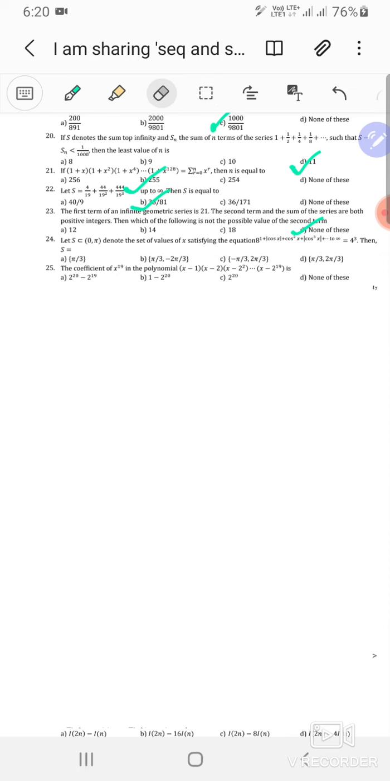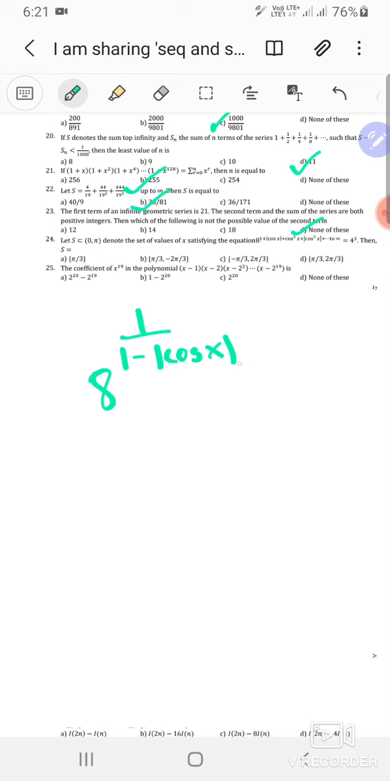Right? Just move on. So S is a proper subset of 0 to pi, and this denotes the set of values of x satisfying the equation 8 to the power of 1 plus mod of cosine x plus cosine squared x, which is mod of cosine x squared, doesn't make any difference, plus mod of cosine cubed x all the way till infinity, and it is equal to 4 cubed. Then S is equal to, okay, so this is like 8 to the power of 1 upon 1 minus mod of cosine x. Yeah, looks like that.